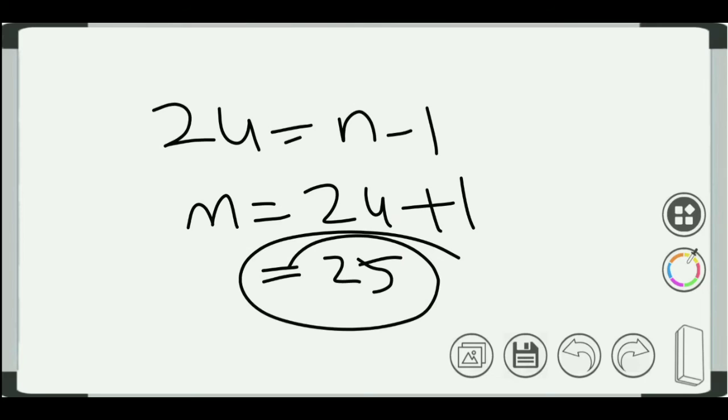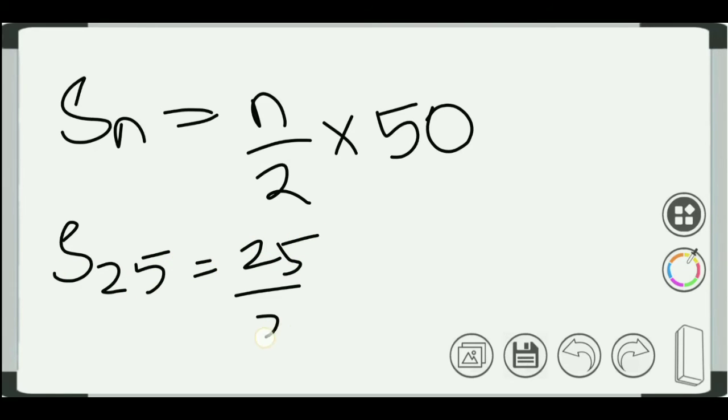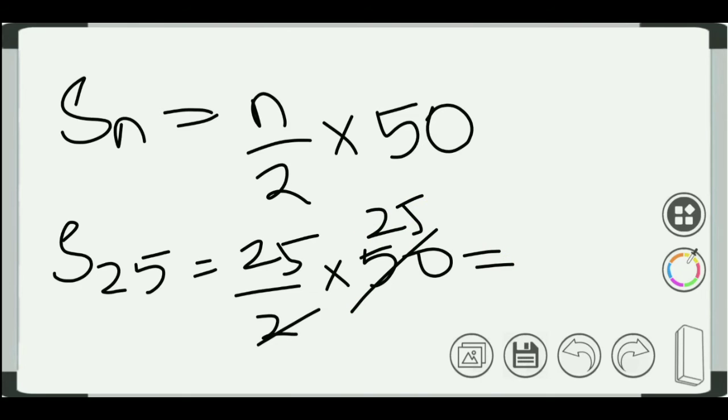Now you can substitute this value of n in the sum formula, where we reached Sn = n/2 into 50. What is n? Just now we found n is equal to 25. So S25 = 25/2 into 50. You can cut this to 25. So 25 into 25 is 625. This is your answer.